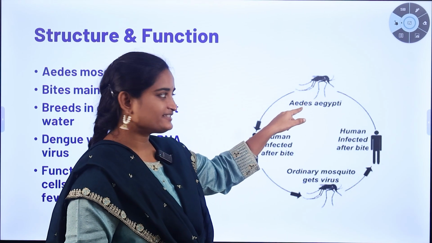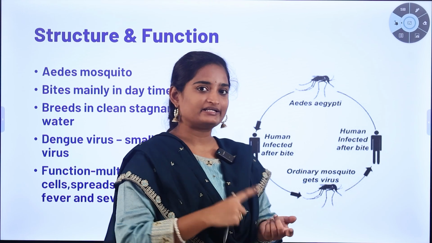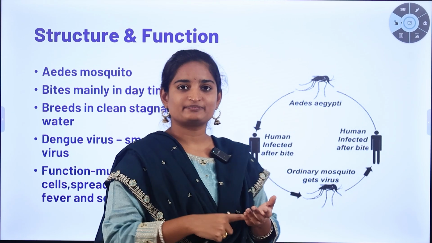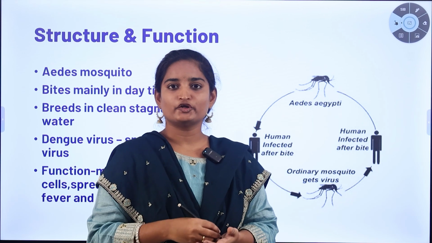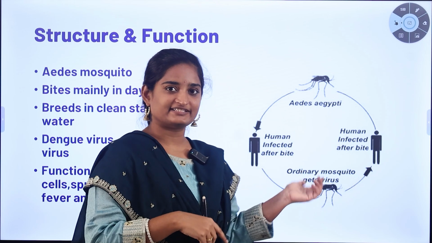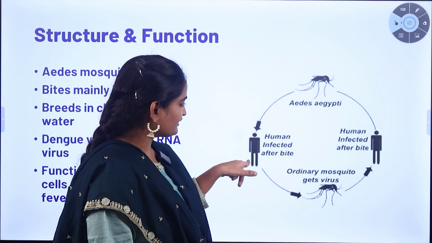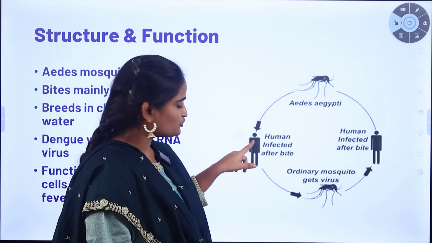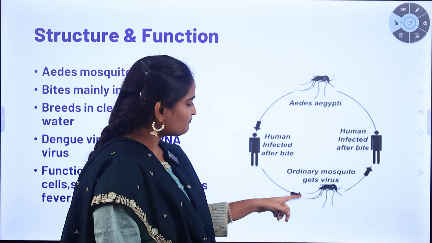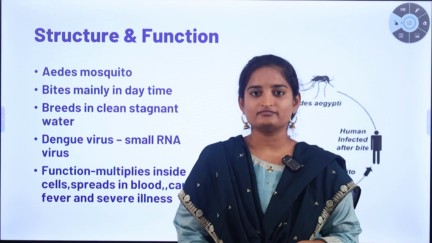Usually, it is caused by Aedes aegypti. When Aedes aegypti bites a human being, it will spread the infection to the human. The infected human himself acts as a source of infection for further transmission. When the mosquito bites the human being, he gets infected with the dengue virus. He himself acts as a source of infection to another human through the mosquito. This is the structure and function of the dengue virus.